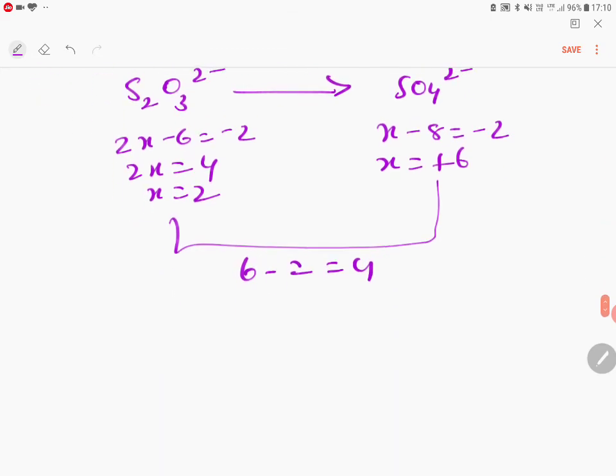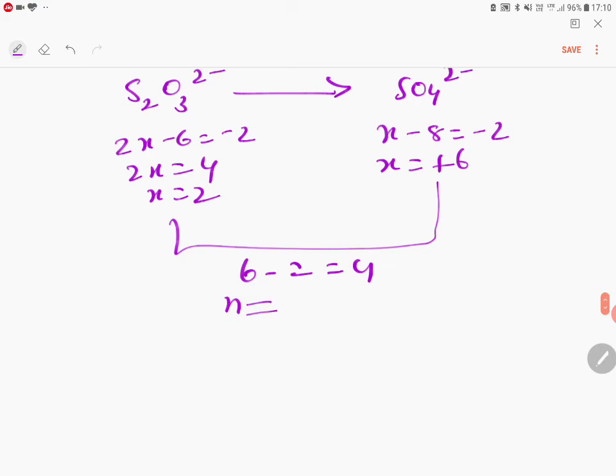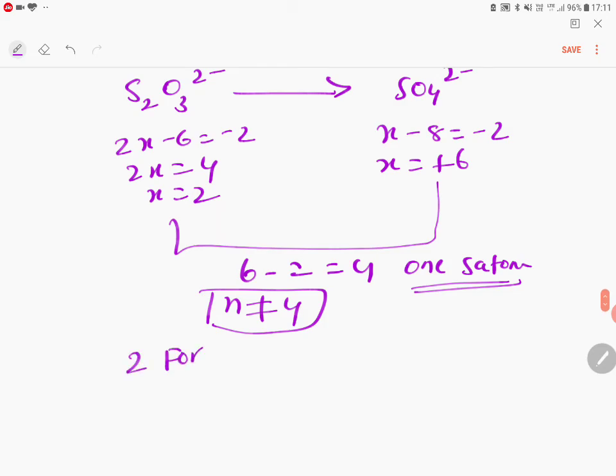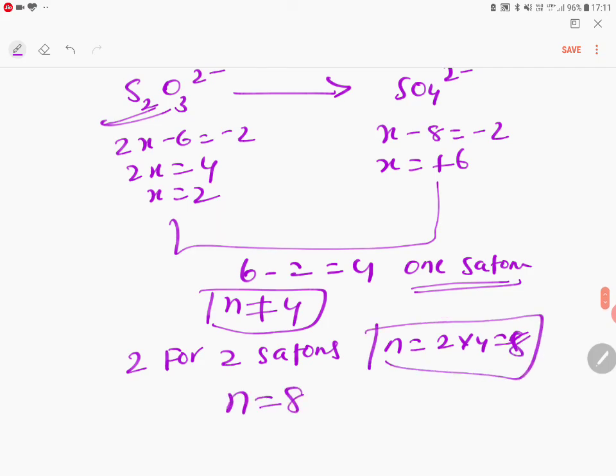Now you see here n factor is not equal to 4. It's a surprise for you. Why means here this is for one sulfur atom, because sulfur atom is one which is undergoing change in the oxidation state. So for two sulfur atoms, because here you are having two sulfur atoms, n factor is equal to 2 into 4 is equal to 8. Therefore, n factor is 8. So this is very important calculation which most of the students will forget.